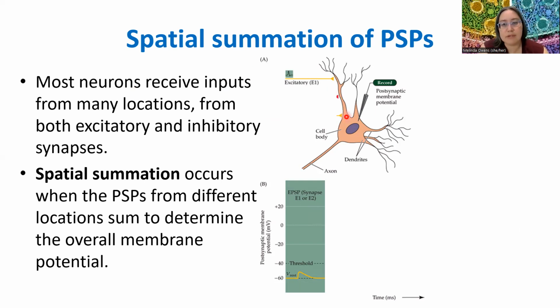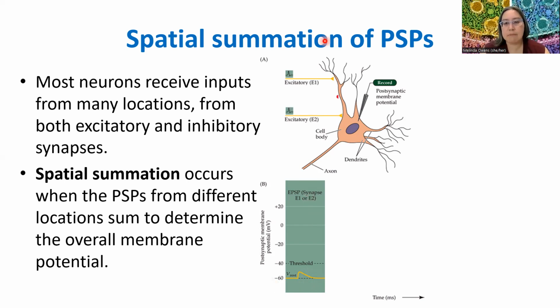So we're going to see here, we have three synapses: excitatory, inhibitory, excitatory. And so spatial summation occurs when the PSPs from different locations sum to determine the overall membrane potential. Here, this is an excitatory synapse, and this is the EPSP it gives. There aren't a lot of receptors here, and so it only gets you about halfway towards threshold. It only gets you about 10 millivolts of voltage change.